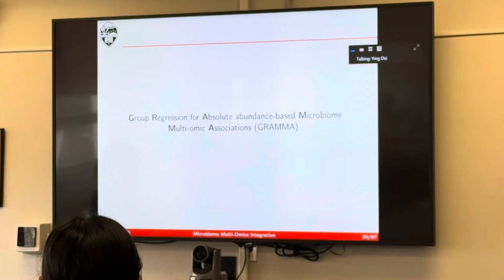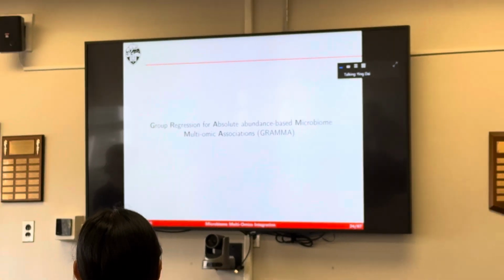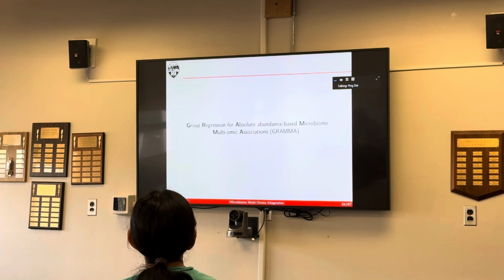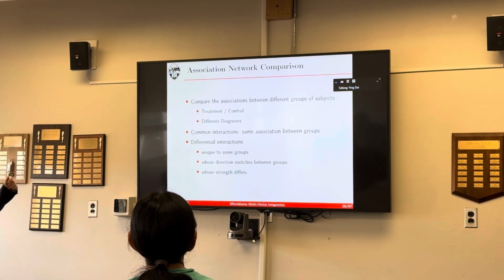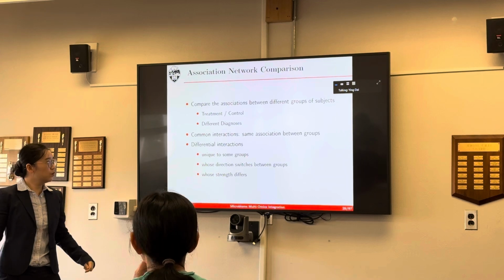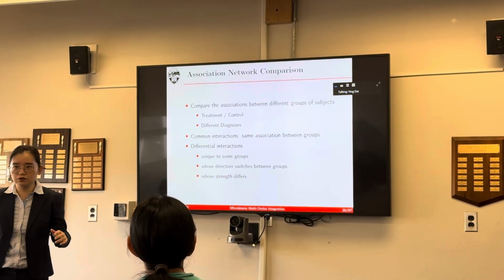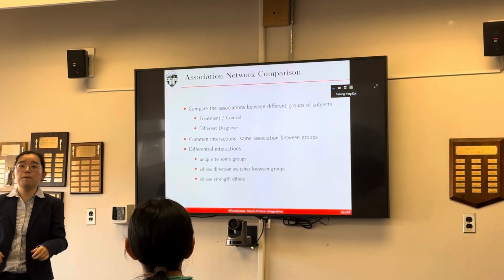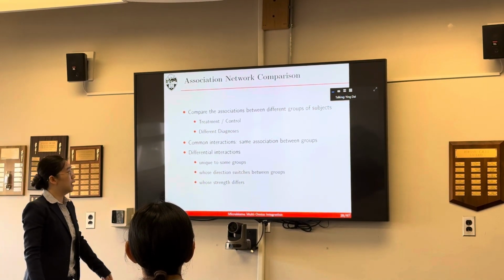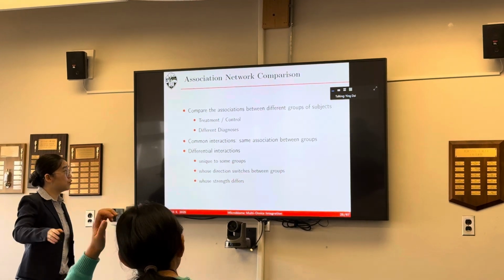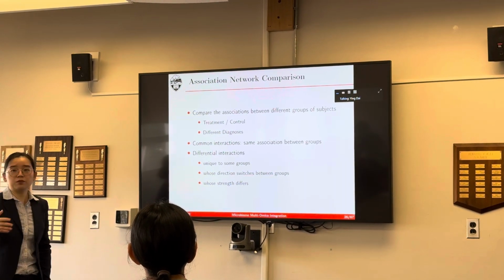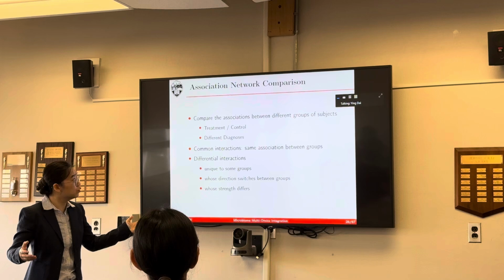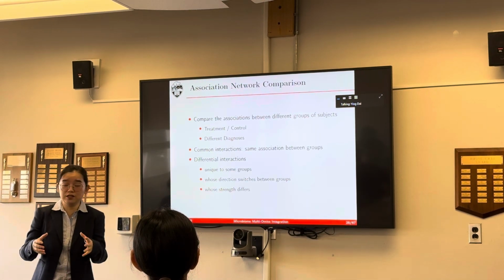And inspired by the first project, we did another project based on group regression, and we call this model GRAMMA. So as I said, from the previous analysis, we can see that there are different types of diagnosis. And we are interested in comparing the associations or networks between different groups. And also from a lot of literature review, there are some experimental designs involved in this type of study as well. So a lot of them actually have a control group and a treatment group, and they are trying to see what is the difference between them.